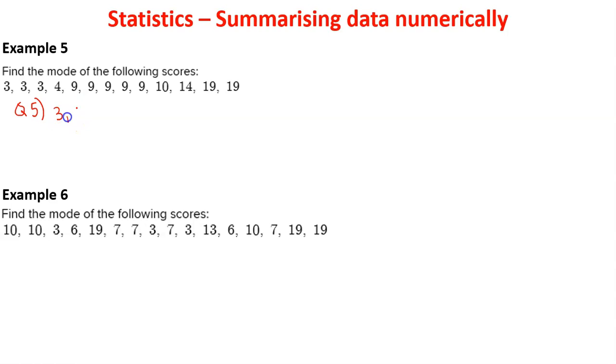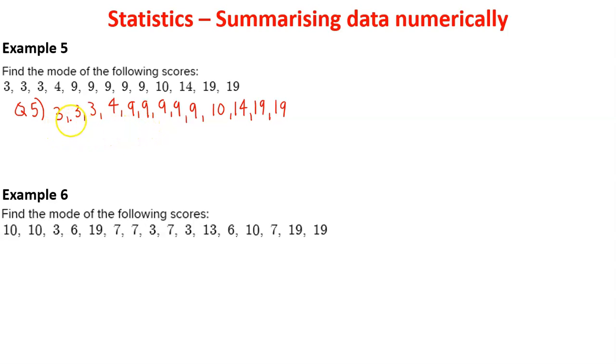So I've got 3, 3, 3, 4, 9, 9, 9, 9. We've got 1, 2, 3, 4, 5. So I've got to put one more 9. And then I've got the 10, 14, 19, and 19. Probably a good idea to count. 1, 2, 3, 4, 5, 6, 7, 8, 9, 10, 11, 12, 13. Especially when you need to order it, it's quite important that you do count to double check.